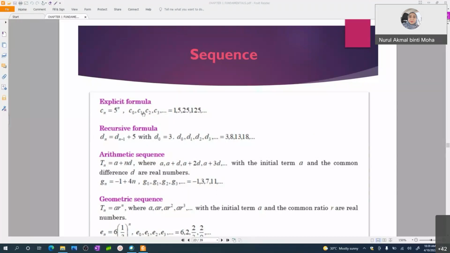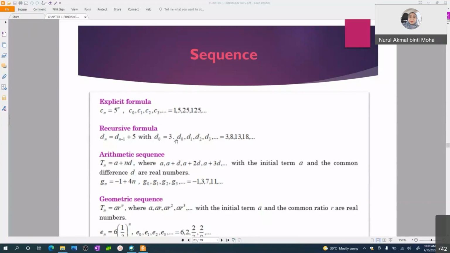And then for the recursive formula, it means that the next term will depend on the previous term. Like this one, we have d_n is equal to d_(n-1) plus 5. So the value for d_n, the current n, will depend on the value for the previous n. Let d_0 equal 3. This one should be a comma instead of a dot.